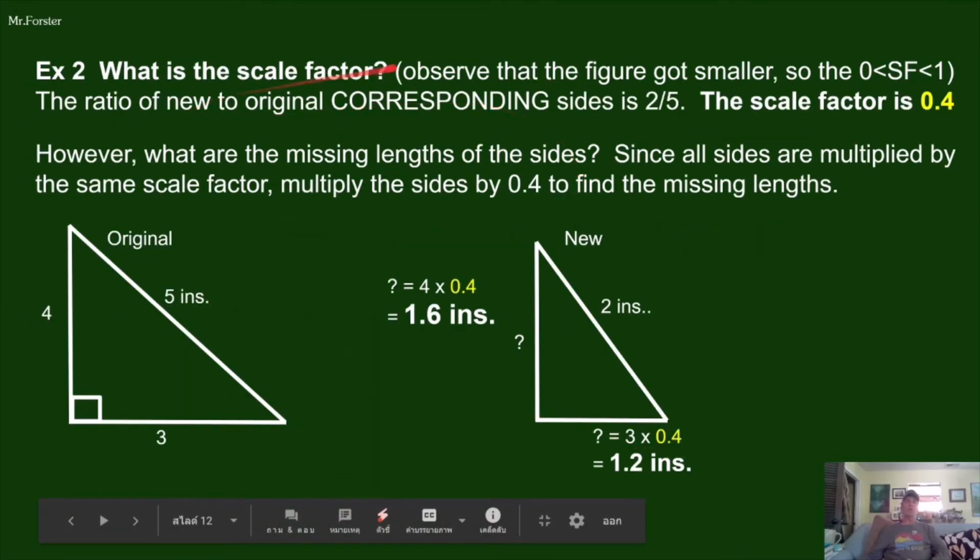Okay, so what is the scale factor here? Well, first let's look at this triangle. Are the sides getting bigger or smaller? I would say it's getting smaller.